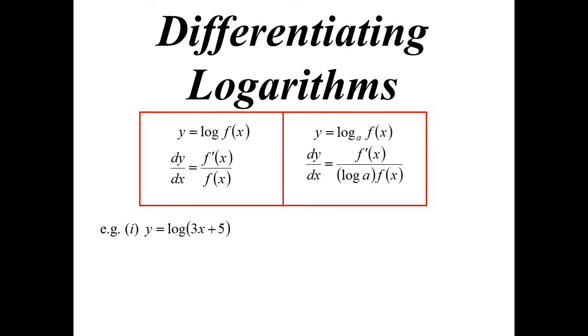So we get something like this, log of 3x plus 5. So it's derivative on the function itself. Differentiate 3x plus 5, you get 3 over 3x plus 5. Log of x cubed, derivative, 3x squared on x cubed, 3 on x.